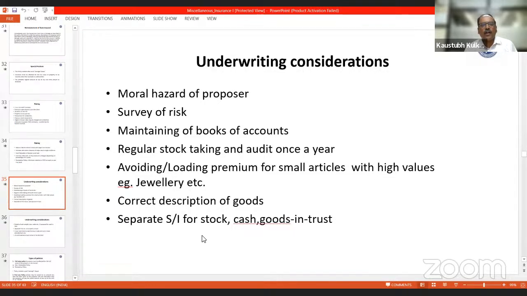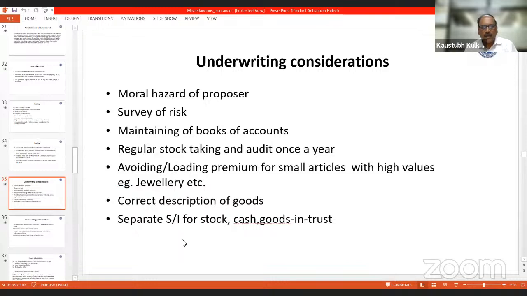Regular stock taking and audit once in a year. At least once in a year, the audit has to be carried out. So regular stock taking is key in case of burglary policy. Avoiding or loading of the premium for small articles with high values. So whenever the articles are small but having high values, basically we have to avoid issuing policies or we may load the premium. Correct description of goods, separate sum insured for stock, cash, goods held in trust.